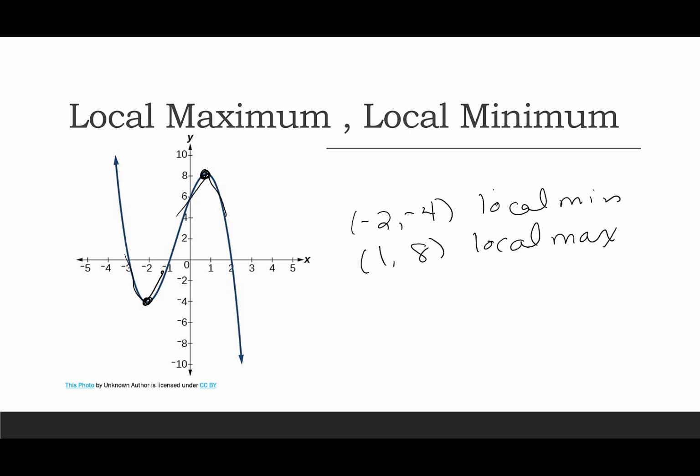Part of the idea of it being called local is this (negative 2, negative 4) is not at all the smallest point on the graph. I have smaller points on the right. This 8 is not the highest point on the graph. I have bigger points to the left. What we're talking about with local is comparing to what's around you. So we're not looking at the entire graph. We're just looking at these particular places.